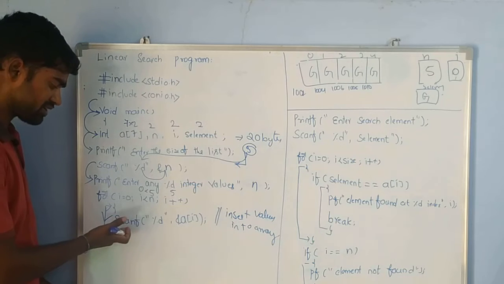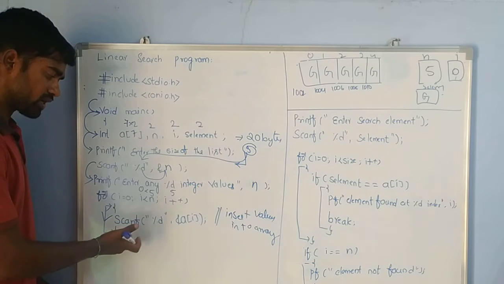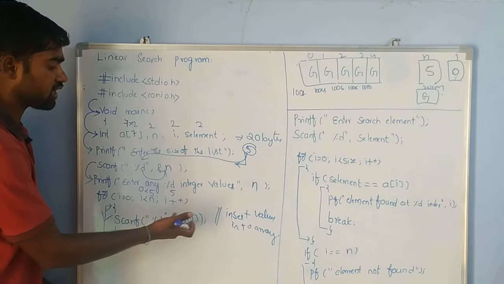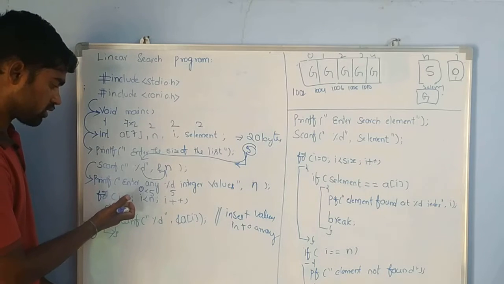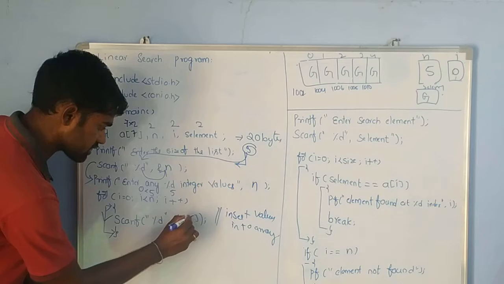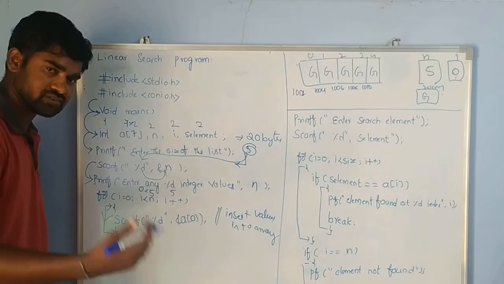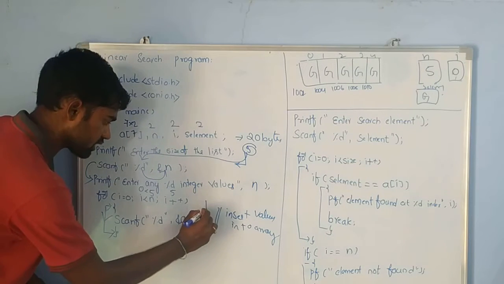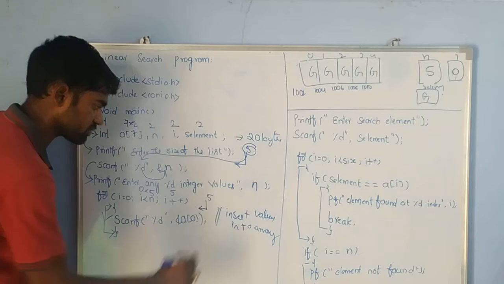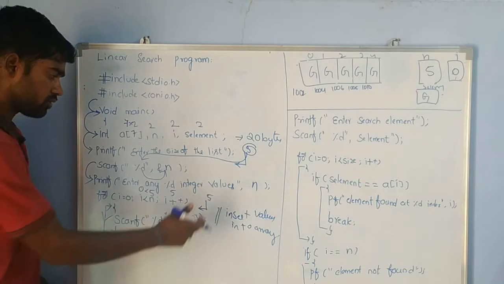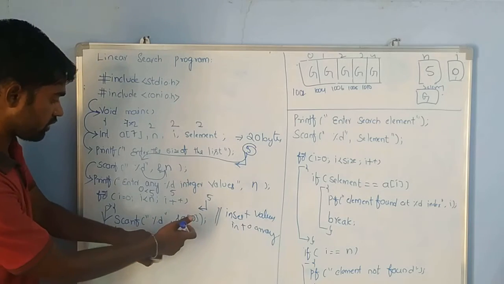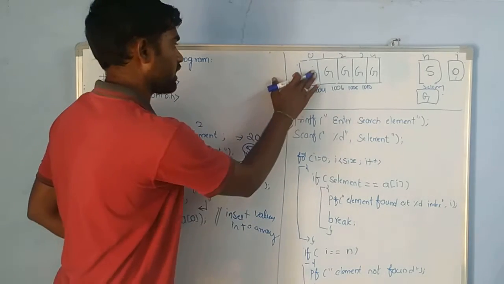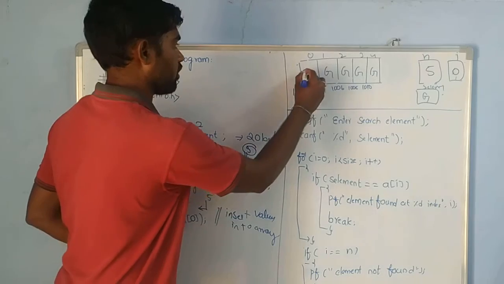Here we have only one statement, that is scanf, to read the value into the location a of i. I value equal to what here? a of i equal to a of 0. Nothing but in the location a of 0 we are inserting the value, whatever the user enters. Let us say 5. Okay, now the 5 value is entered into the location called a of 0.